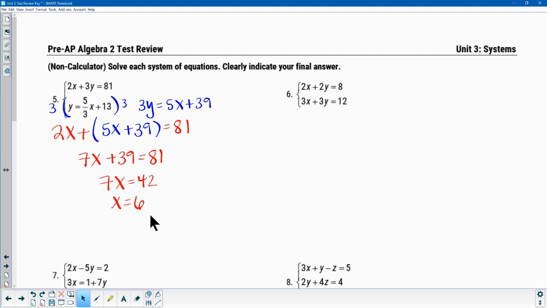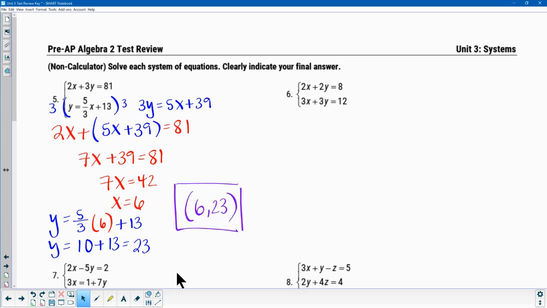Now that I know the x value, I'm just going to plug that in to find the y value. I plugged it into the second equation, so I got y equals 5/3 times 6 plus 13. Well, 5 times 6 is 30, divided by 3 gives me 10. 10 plus 13 is 23. So my solution is going to be (6, 23).